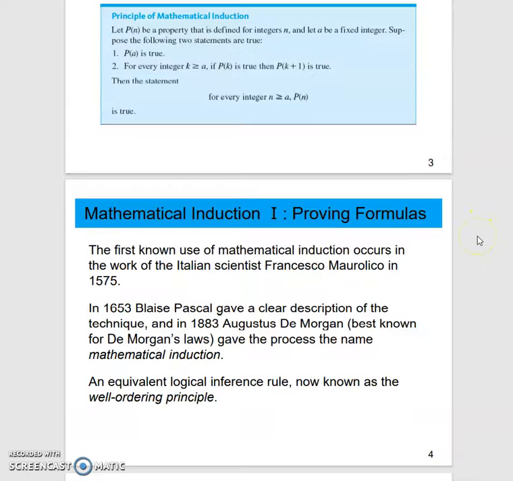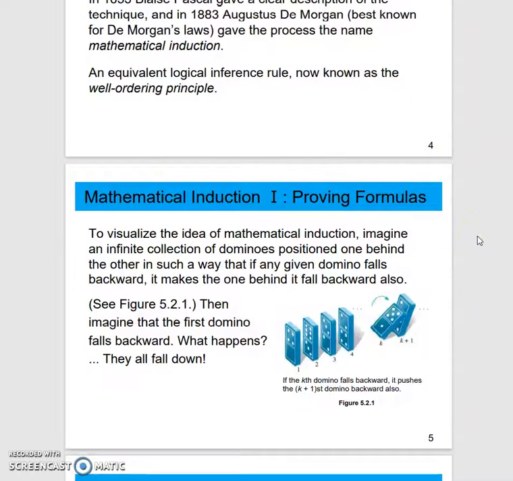And here's some of the history behind it. You can think of this as the domino effect. We show the first domino falls, so if we then assume the k domino falls, but then prove that the k plus 1 domino falls, that is essentially what we are doing here.